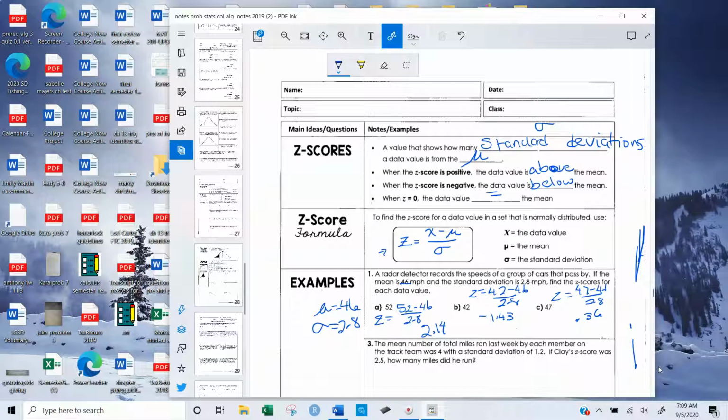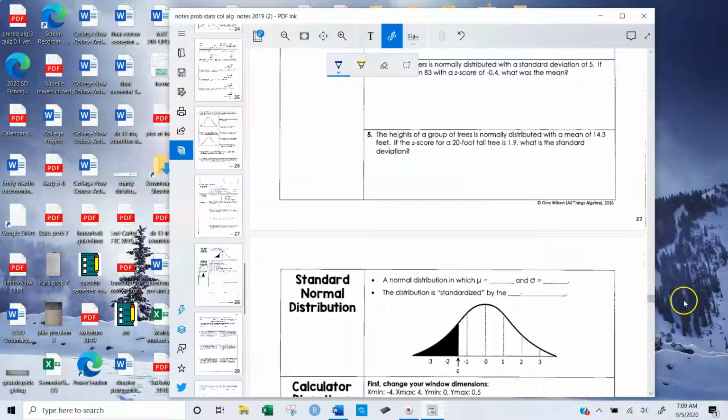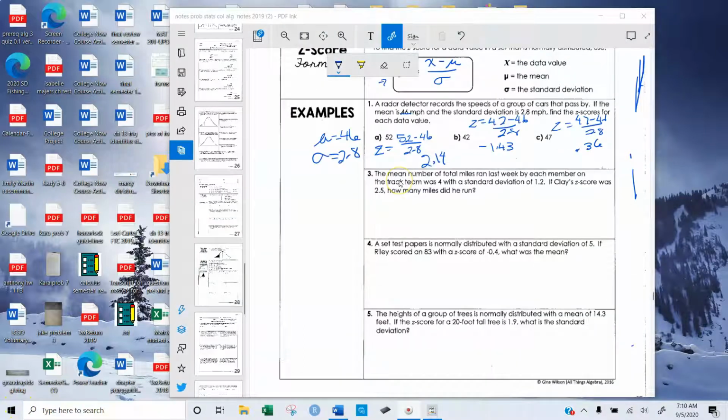Okay, I want you to pause and try yours and see if you can figure out what it's telling you. Now, when you're reading, the mean number of total miles run last week by each member of the track team was 4. So you know the mean equals 4. Your standard deviation is 1.2. But this time they said Clay's z-score was 2.5. So z equals 2.5, which means you want to find x.